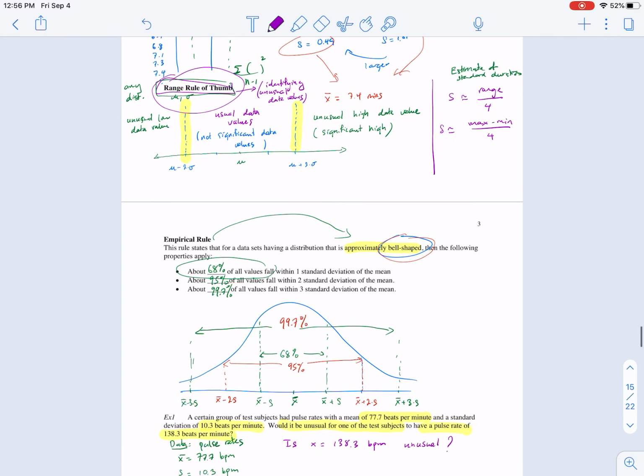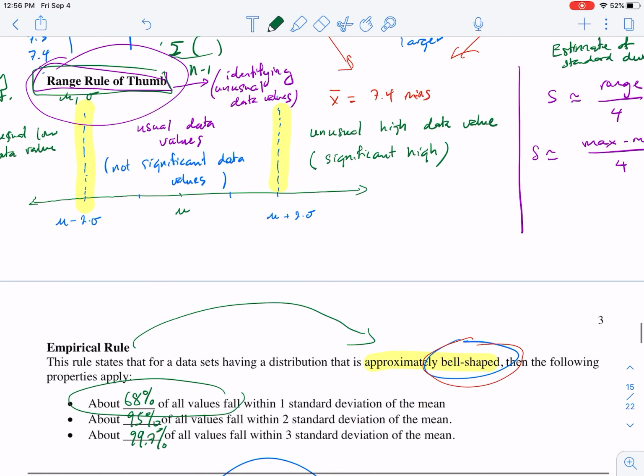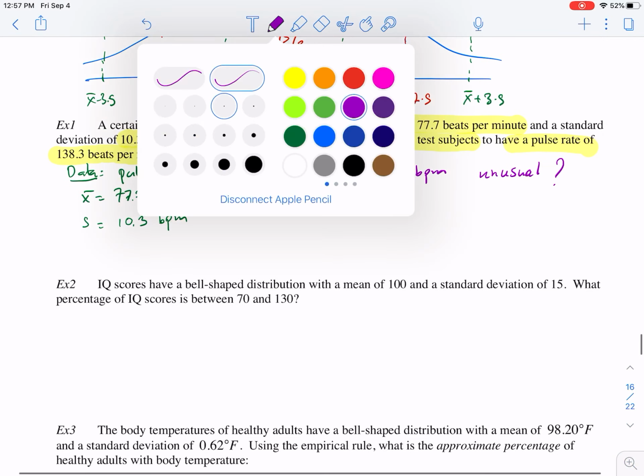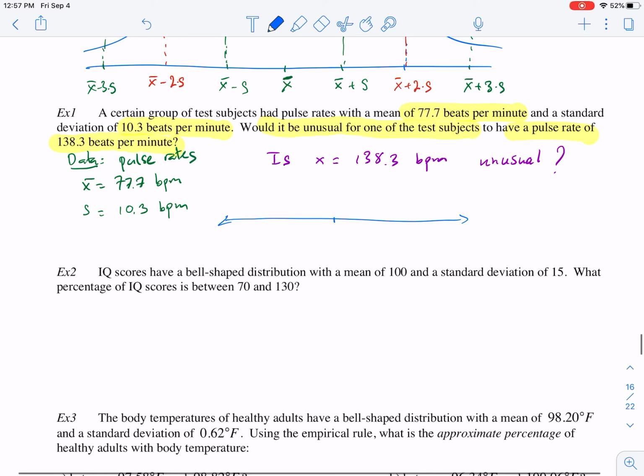To do that, we need to know whether 138.3 is past the 2 standard deviations or not, or is it right in the middle? Okay, let's find out. So we're going to draw the range rule of thumb for this pulse rate distribution. Here is the mean, X bar, which is 77.7, and then X bar plus 2 standard deviations will be 77.7 plus 2 times 10.3. What would that be?